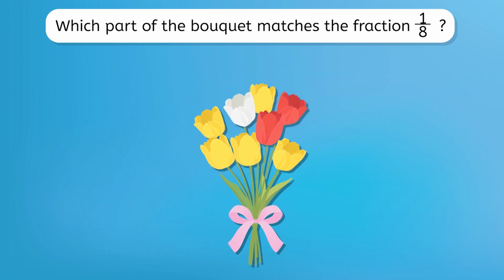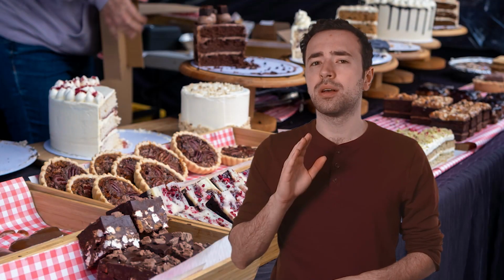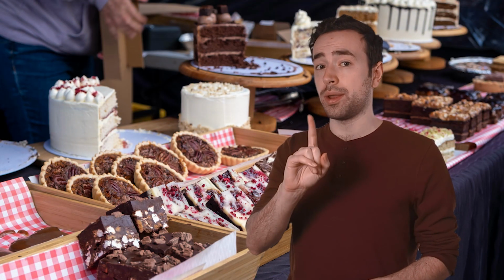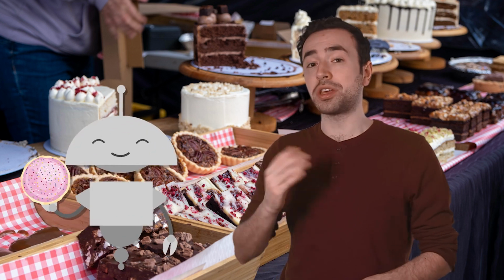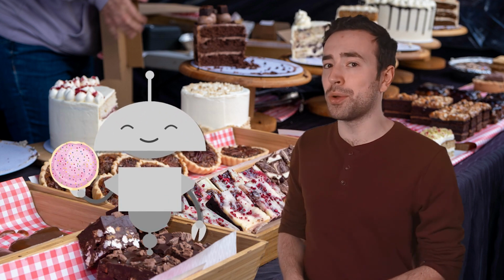And which part of the bouquet matches the fraction 1/8? Since one of the flowers is white, 1/8 must be describing the one white flower in the bouquet. Great work! Now we know that a fraction represents part of a whole, and that the whole amount can be a big group of items, like a bowl of fruit or a bouquet of flowers. But sometimes the whole amount is just one, like the one cookie Mia just bought at the baked goods booth.